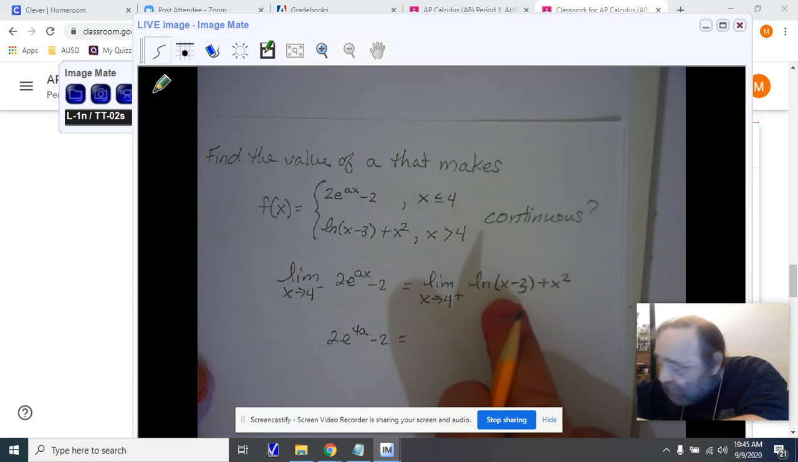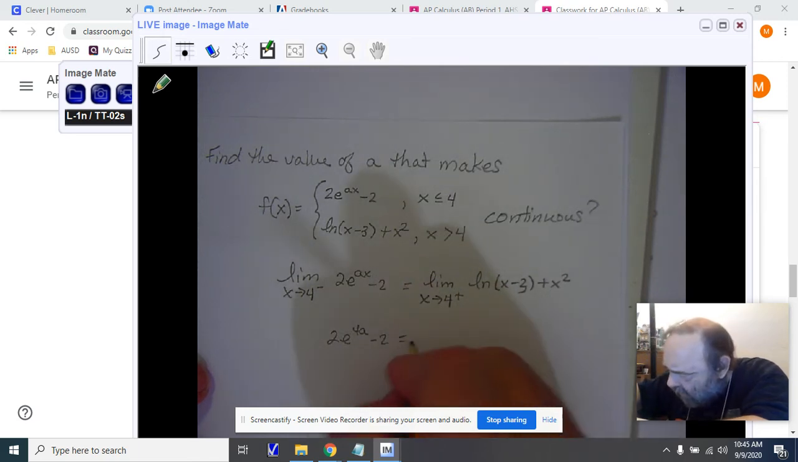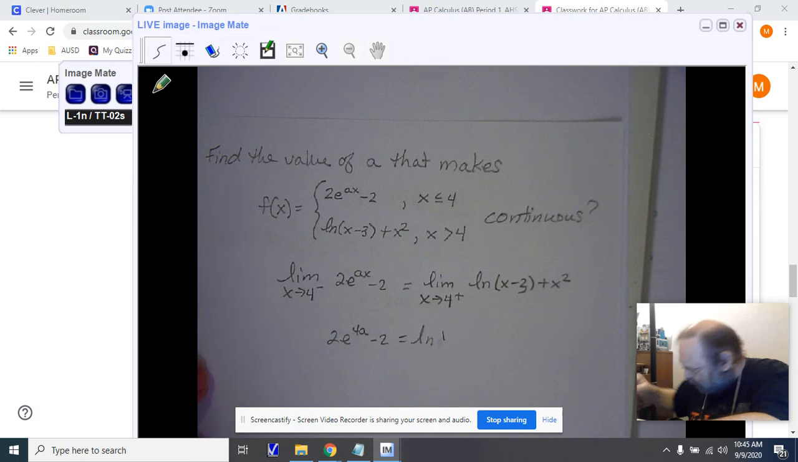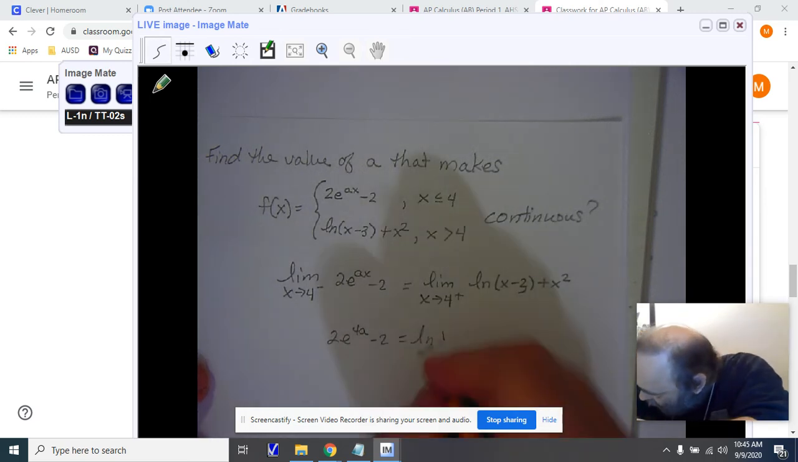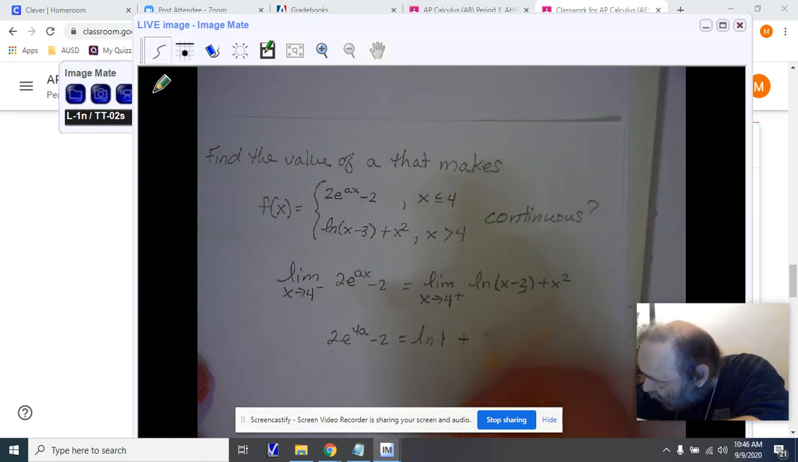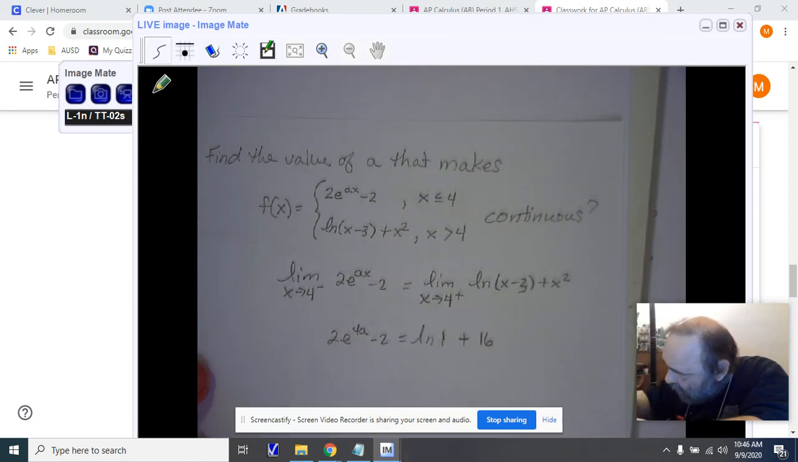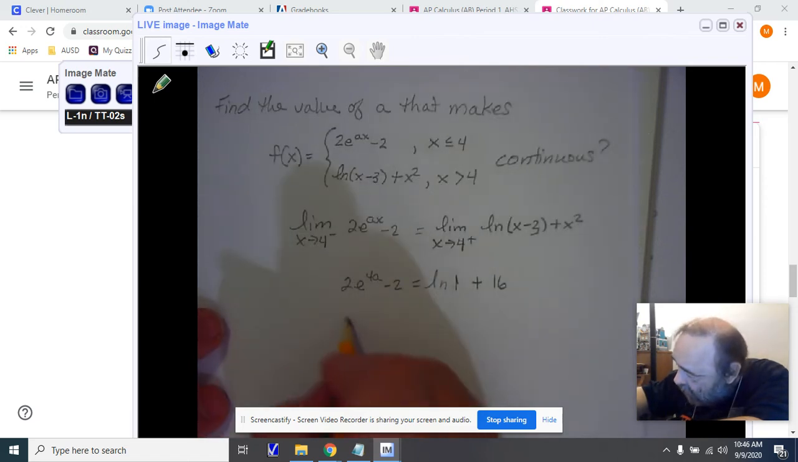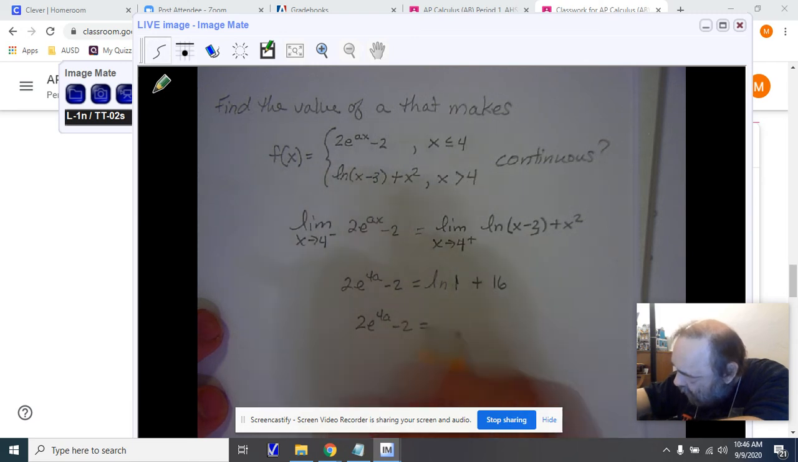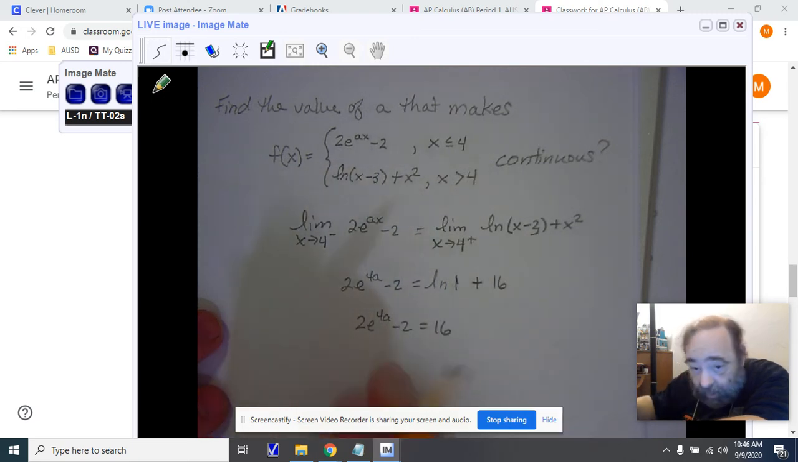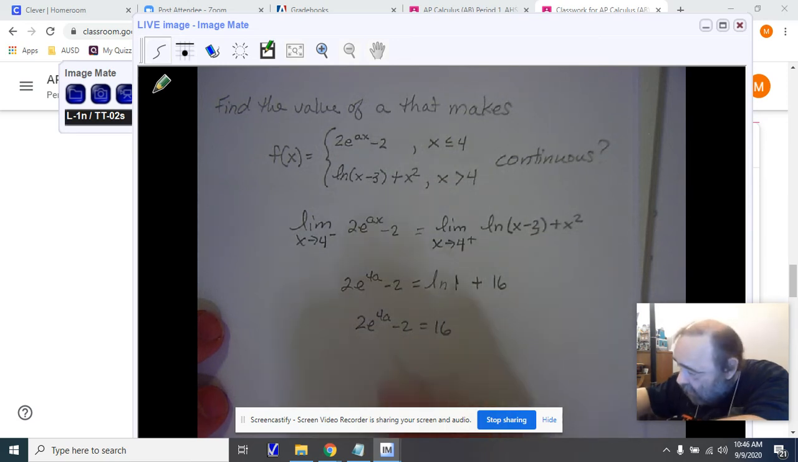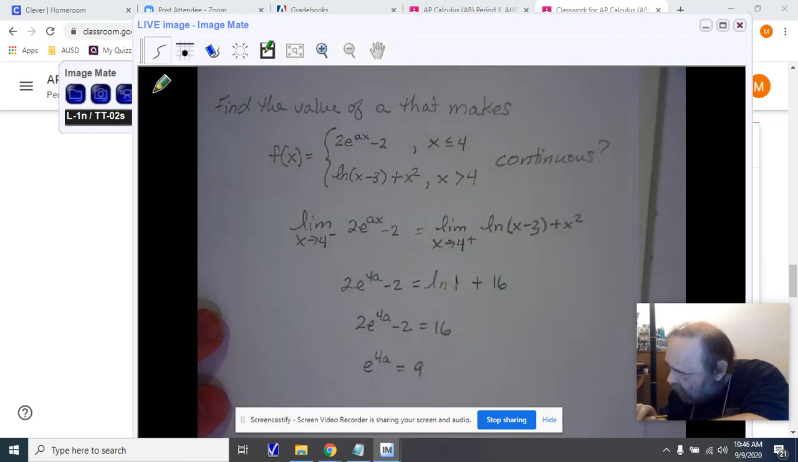Let's make sure I have my 3 written correctly. I plug in the 4 and I get the natural log of 1, so I'm going to put the natural log of 1 in, and then add 4 squared, which is 16. But we know the natural log of 1 is 0, so we rewrite it as 2e to the 4a minus 2 equals 16. If we add 2 and then divide, we get e to the 4a equals 9.